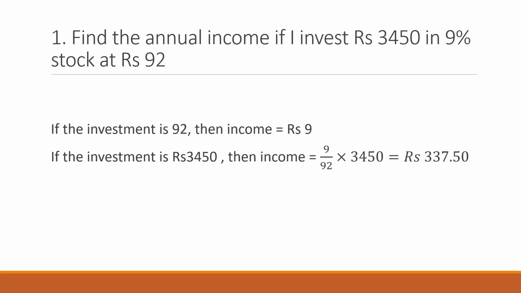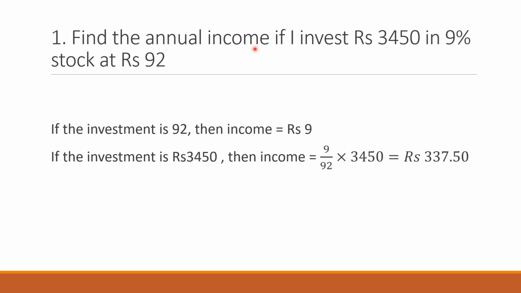Let's begin. First question. Find the annual income if I invest rupees 3450 in 9% stock at 92. So what does this question mean? You have to calculate the income. The investment is 3450. 9% is the dividend rate which you will get on 100 stock, and I have purchased that rupees 100 stock for 92. What I have to find out is the annual income.